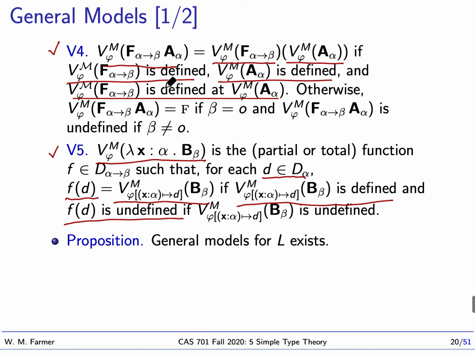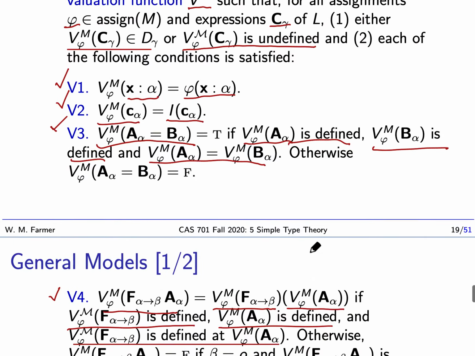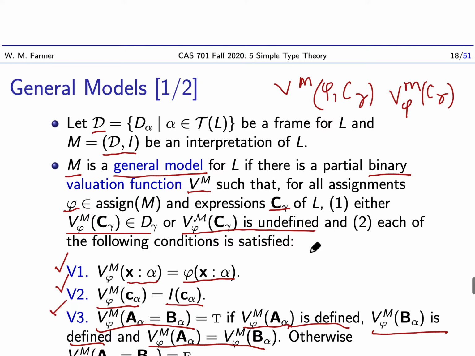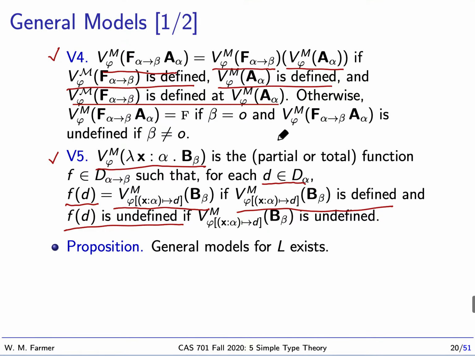Now there's a proposition: general models exist. We said that when we started, M was an interpretation. Right here we said M was an interpretation of L. Now interpretations do not have to be full, but if it is full, we can define by induction.